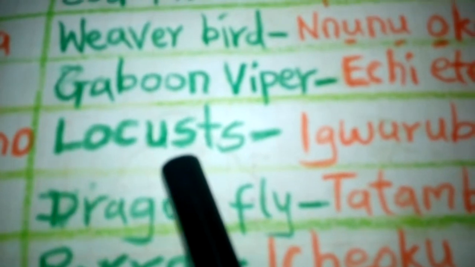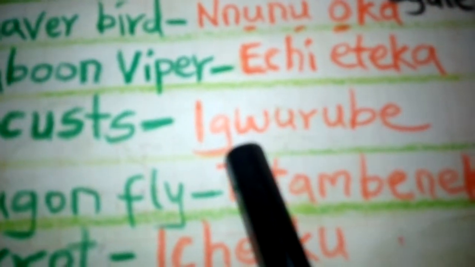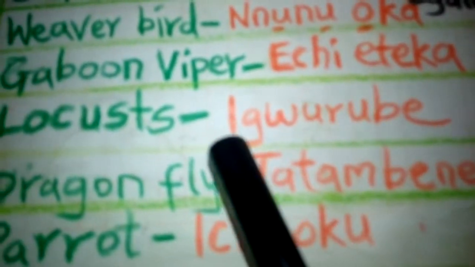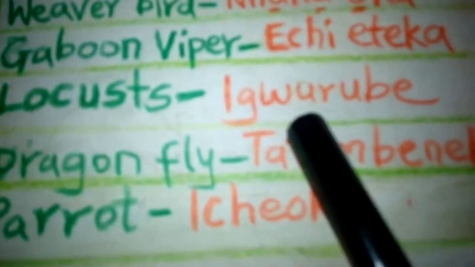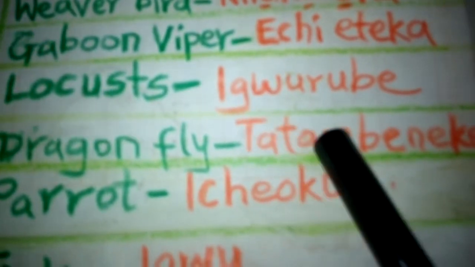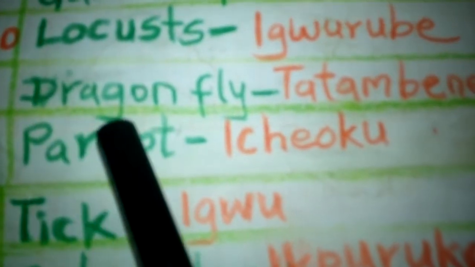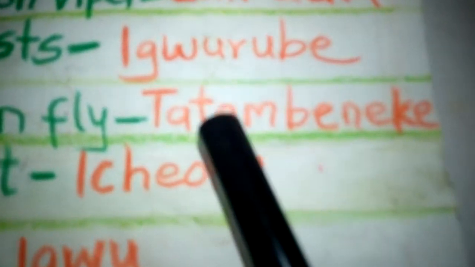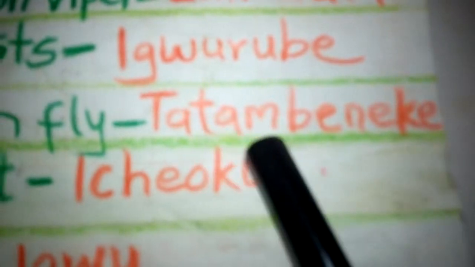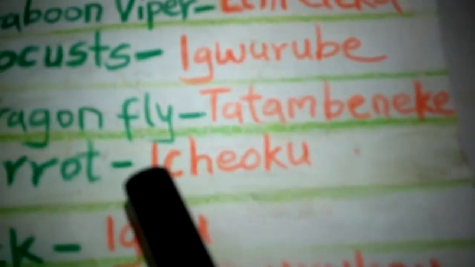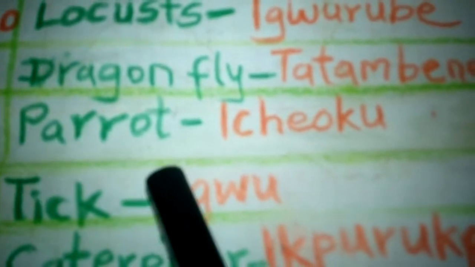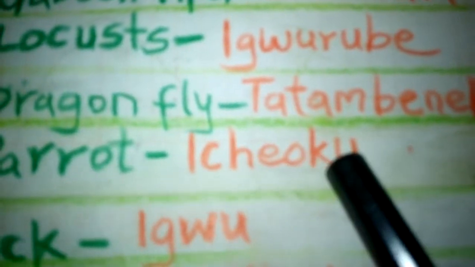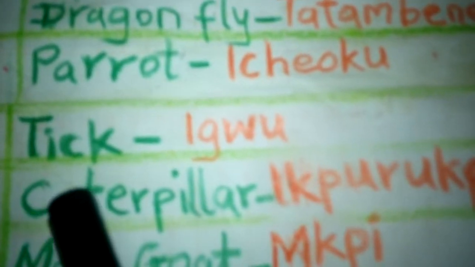Locust. Igurube. Some people say igurube. Okay? Locust. Dragonfly. Tatambeneke. Dragonfly. Parrot. Ichoku.